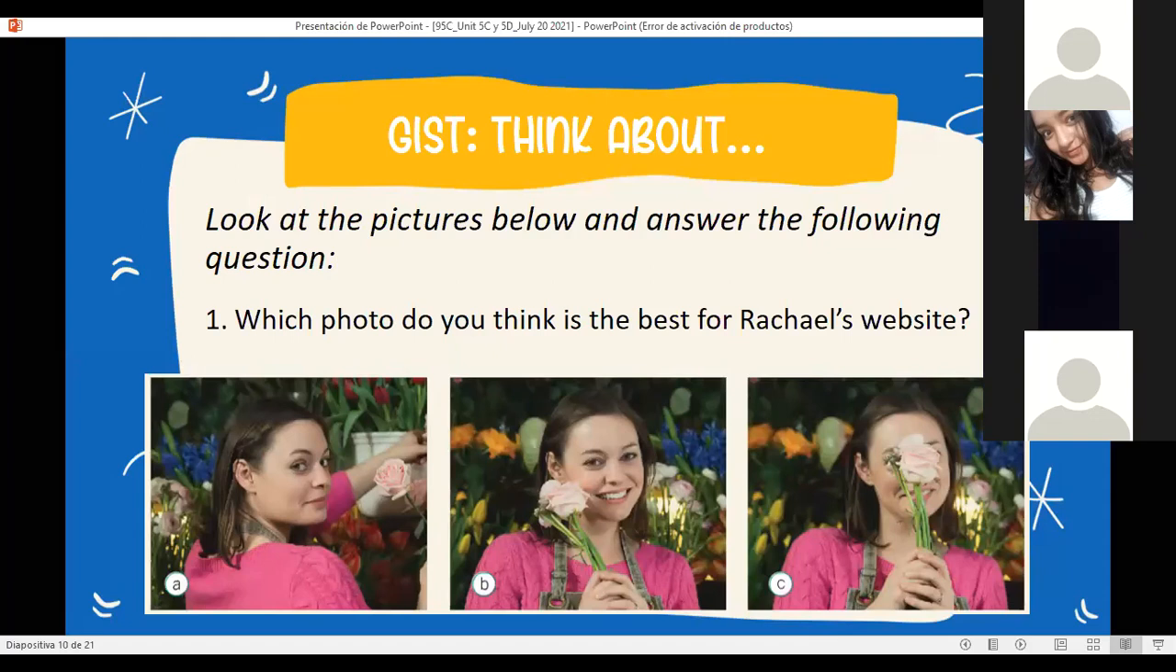Can you please, Steffi, answer this question? Which photo do you think is best for Rachel's website? Which of these 3 photos do you think is better for her website?